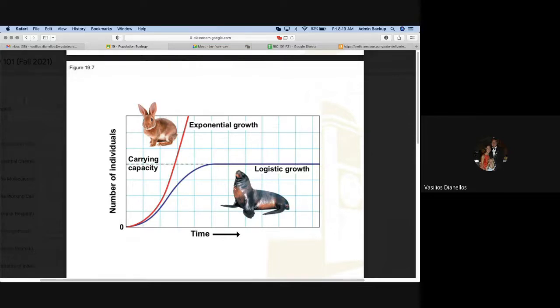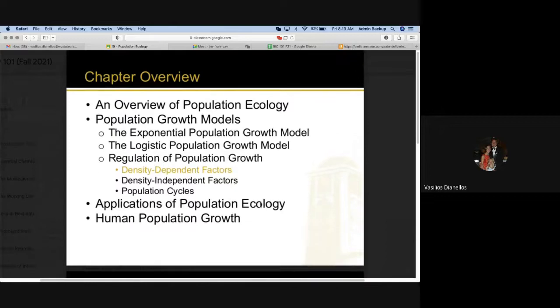All right, let's move forward. So since we're talking about all these limiting factors that kind of dictate the growth and the shrinking of a population, let's talk about some different types of factors: density dependent, density independent. And then after that, we'll talk about population cycles.